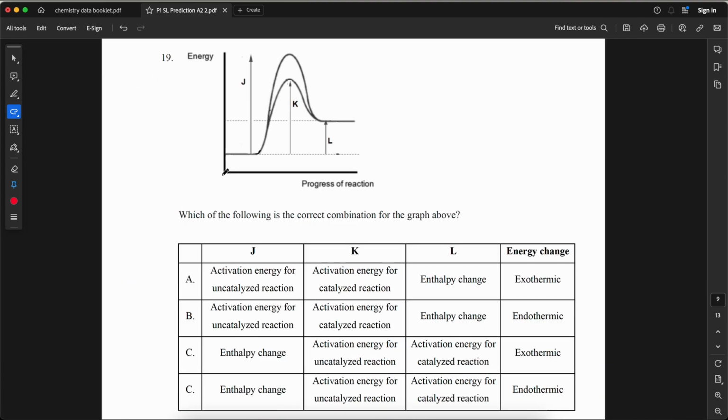This is the energy. Which of the following is the correct combination for the graph above? For J, this is the activation energy. This is an endothermic reaction. So when we add the catalyst, it just lowers the activation energy, or gives an alternative pathway. So this one is with no catalyst, and this one is with catalyst, and L is delta H, which is positive. So the answer will be B. It is endothermic.